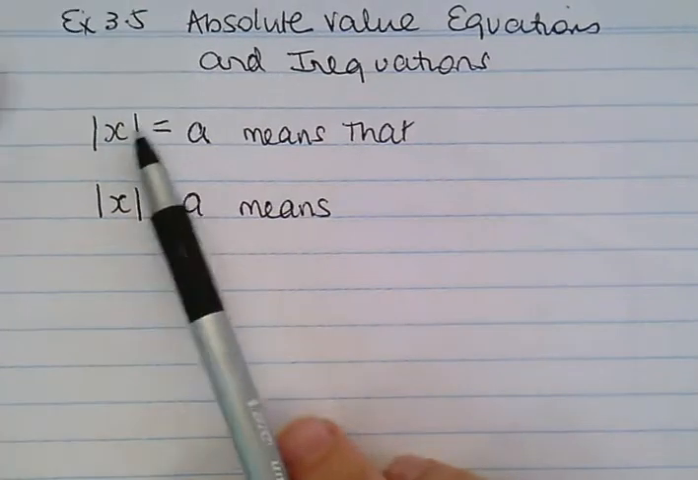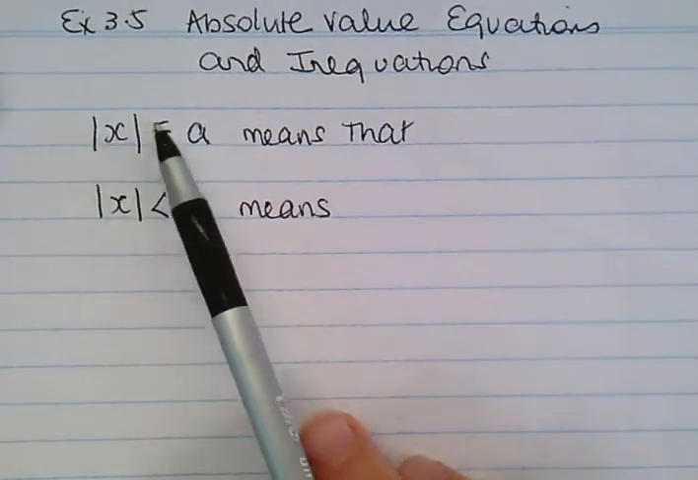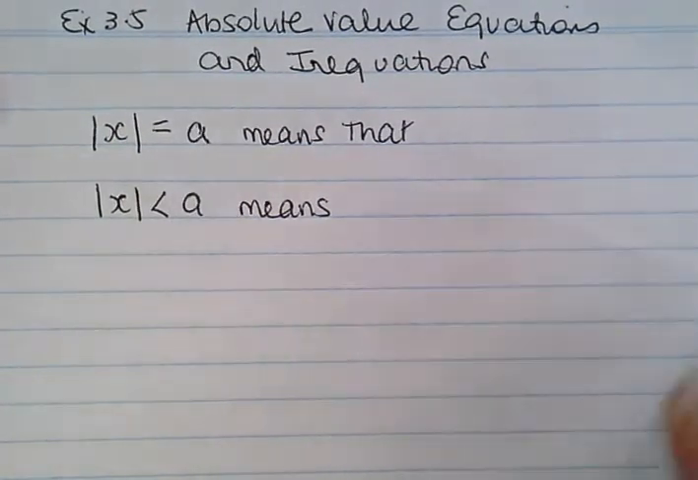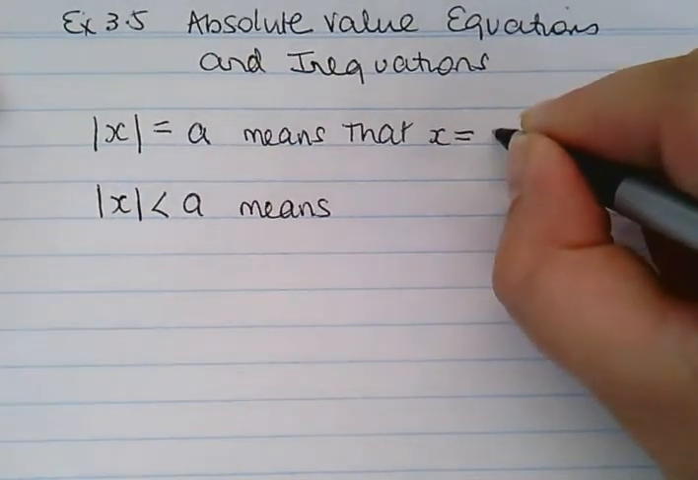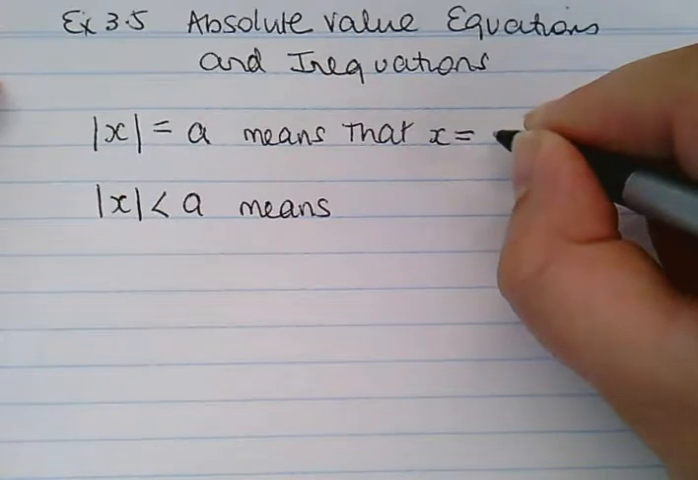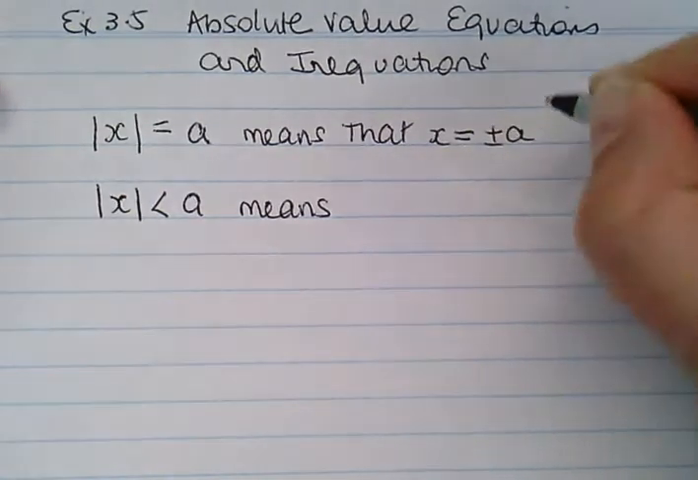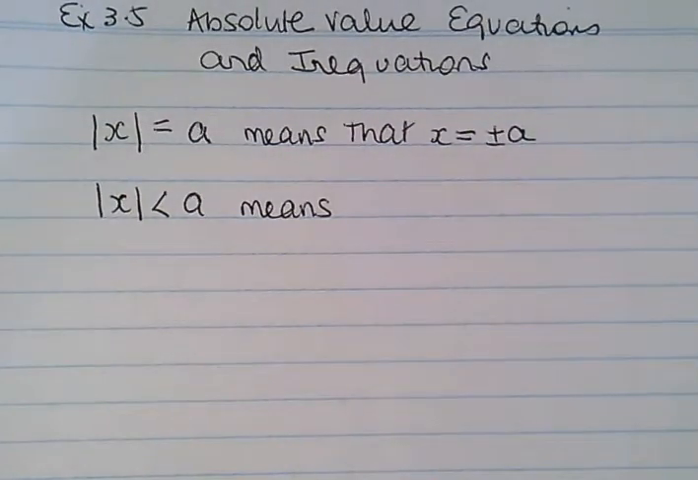If I've got, for example, the absolute value of x equals a, it means that x equals either positive a or negative a, equals plus or minus a. For example, if a was 2, if x was, say, 2, a would be 2, but if x was, say, negative 2, a would be 2.